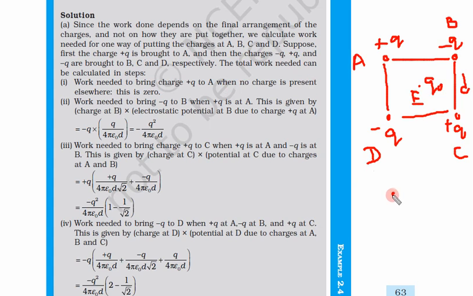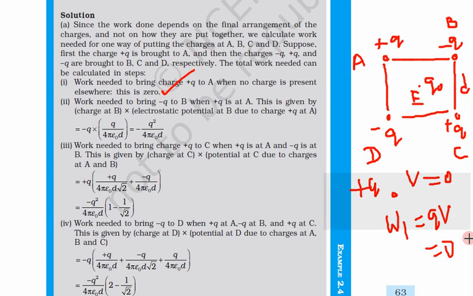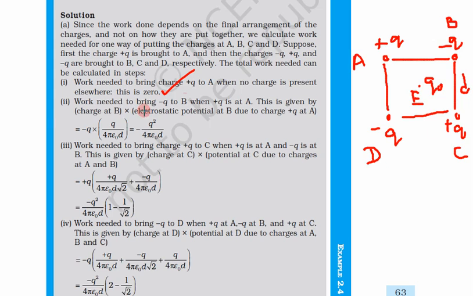So first charge is this positive q. Is there any other charge? No. So potential at this time is 0. So work done W1 is equal to QV, which is also 0. So work done in bringing this charge Q to point A is 0. Okay. Now for the second charge.